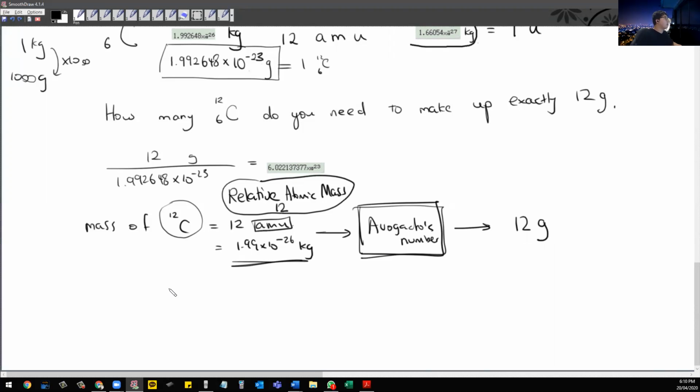Now, what about oxygen 16? It's made up of 8 protons and 8 neutrons. If carbon 12's mass is 12 AMU, then what will oxygen 16's mass be in AMU? Is it really 16? It's actually slightly less than 16.